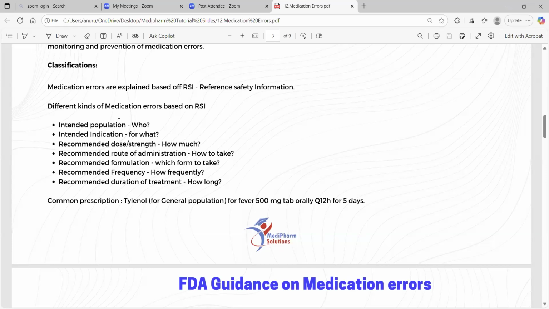Any kind of recommended frequency, like how frequently a drug should be taken. A drug should be taken like Tylenol twice in a day, but the patient is taking 4 times in a day or 5 times in a day. That can lead to medication error. Any kind of recommended duration of treatment, how long Tylenol should be given. It should be given 5 days, but the patient is taking for 10 days, 15 days. That can also become a medication error.